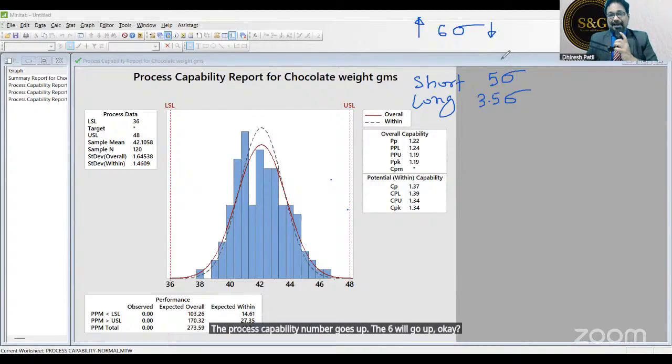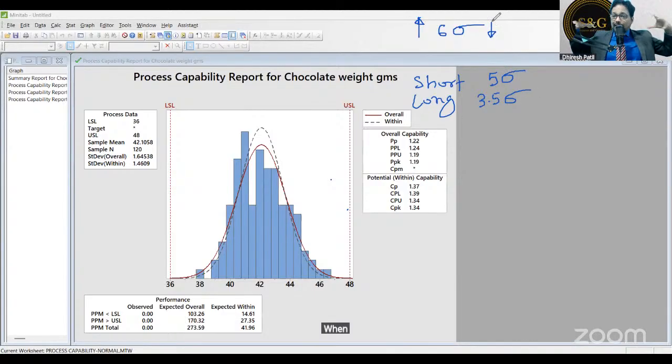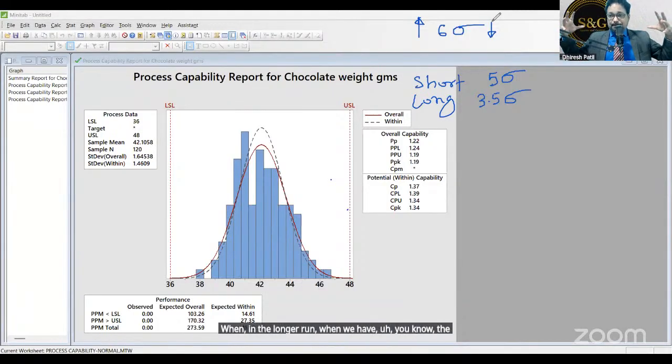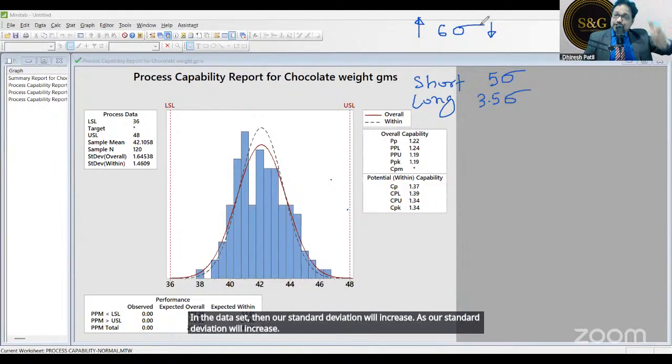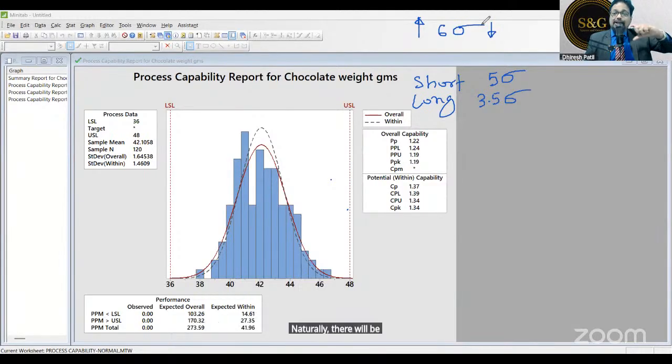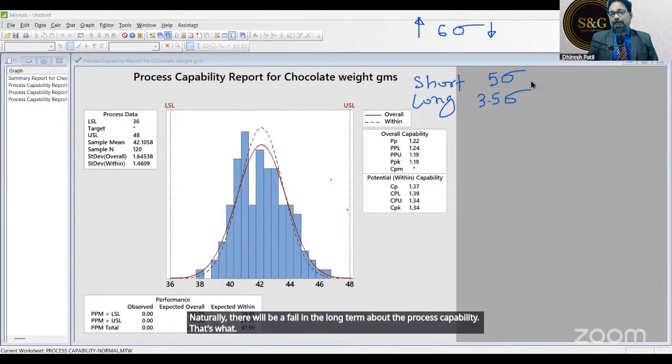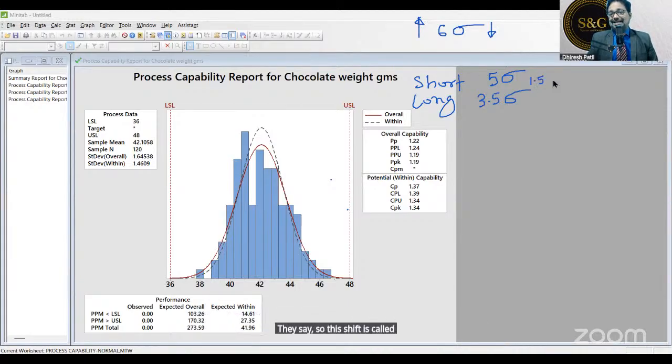Similarly, in the longer run, when we have extreme values in the data set, our standard deviation will increase. As the standard deviation increases, naturally there will be a fall in the long-term process capability. That's what they say. So this shift is called the 1.5 sigma shift.